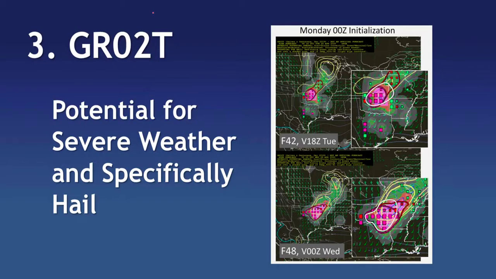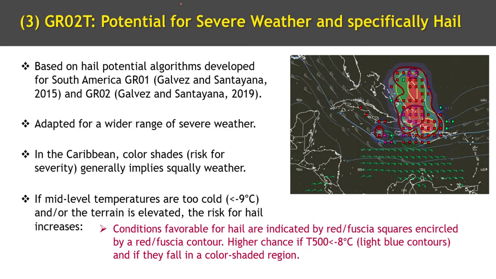Okay, great. I'm going to move on for the sake of time to the severe weather algorithm. This algorithm was developed initially in 2015 with Nestor Santayana, Mike Nestor, and I. We came up with GR01, as I mentioned, and then that evolved into GR02. But now this is adapted for a wider range of severe weather. Initially, it was designed mostly for detecting the potential for hail.